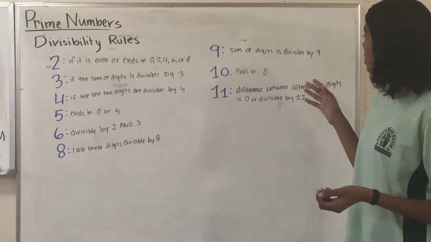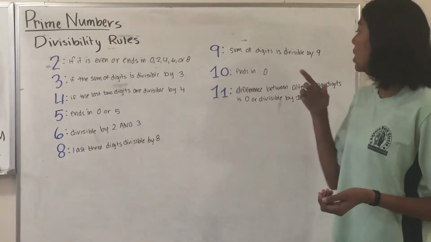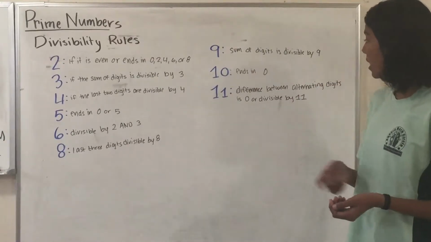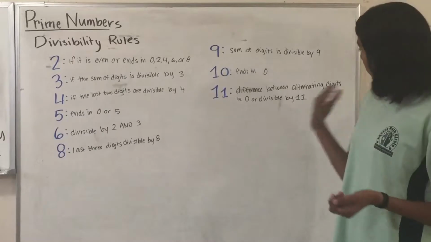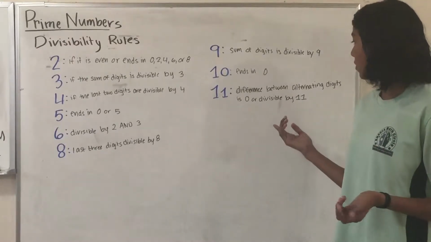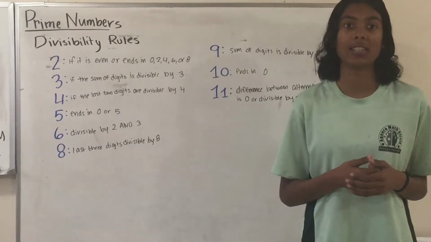If the sum of digits is divisible by 9, then the entire number is divisible by 9. If the number ends in 0, it's divisible by 10. And if you take the difference between alternating digits and you get 0 or the difference is divisible by 11, the entire number is divisible by 11.